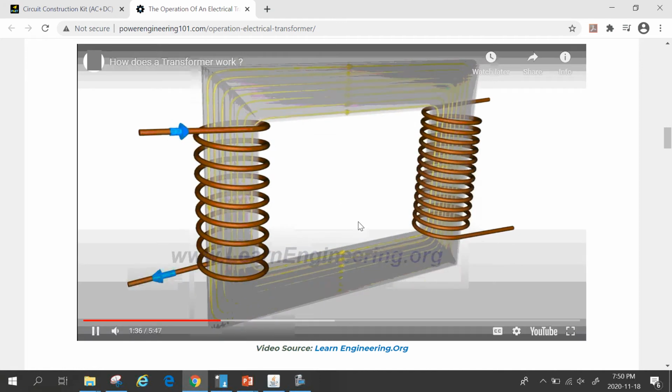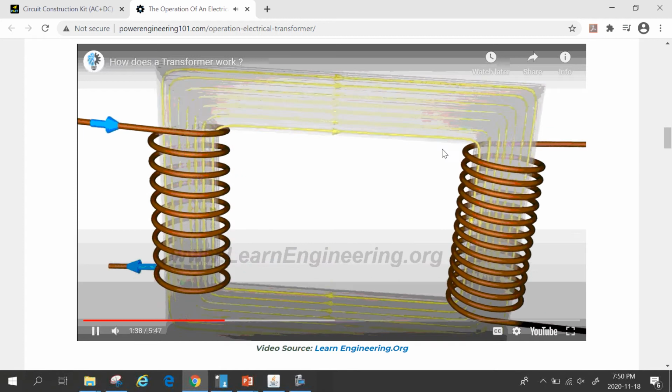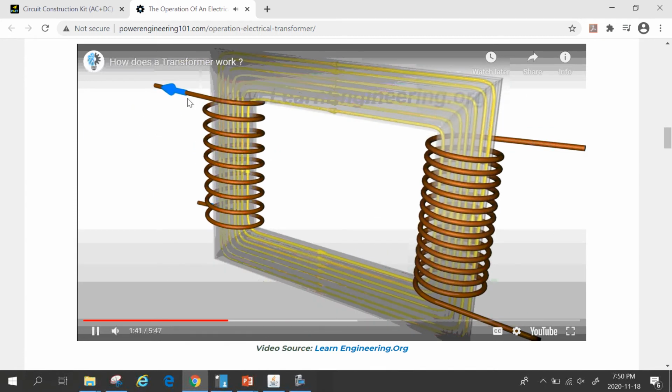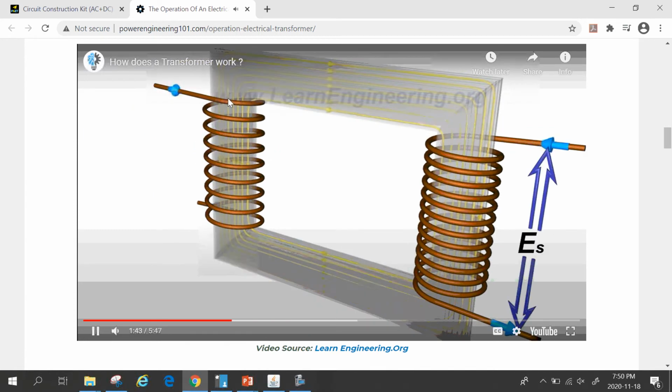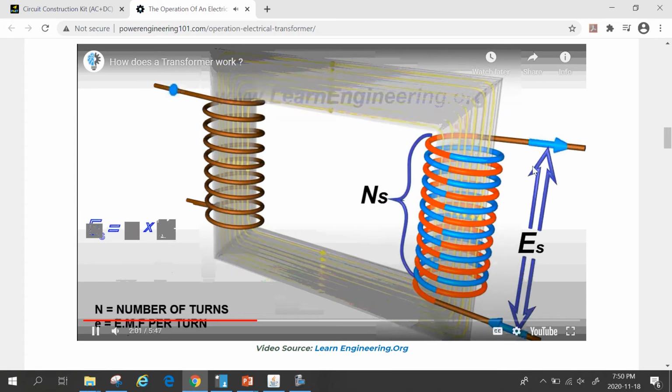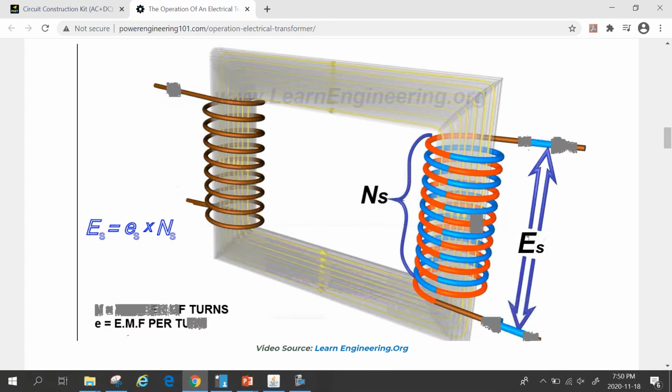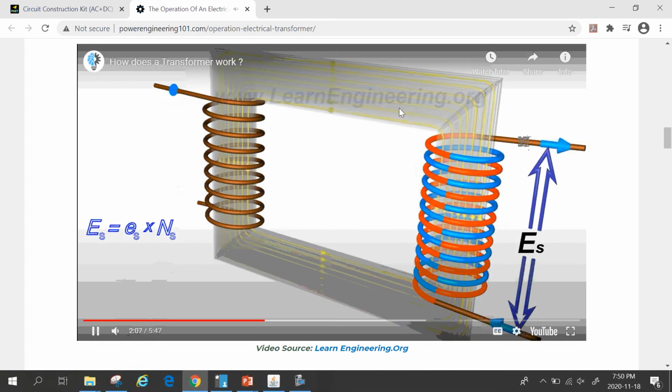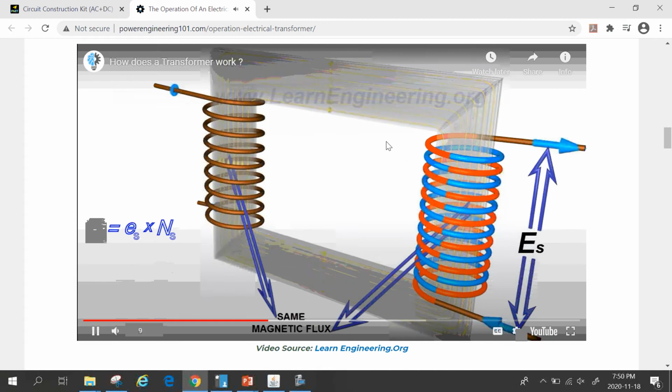This is the general setup of a transformer, where we have two different coils, two different solenoids. So we have electricity coming in on the left-hand side. That's what we call the primary coil. And the one on the right-hand side, where the electricity is going to be coming out, is the secondary coil. So it's going to come in on the left-hand side with a certain voltage and a certain current, and it's going to come out on the right-hand side with a different current and a different voltage. These two conductors, these two solenoids, these two coils, are not physically connected to each other.